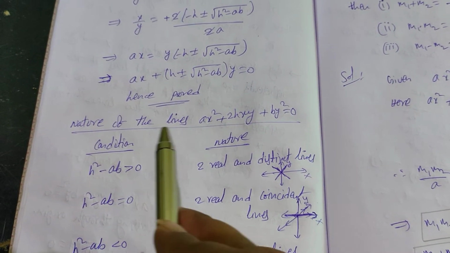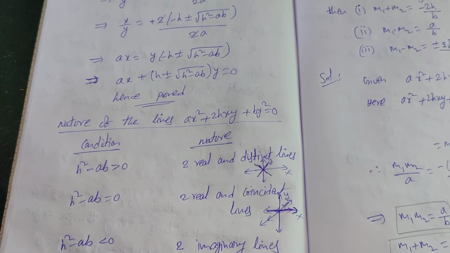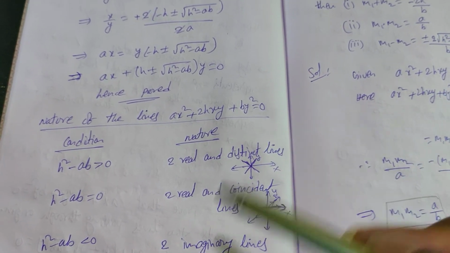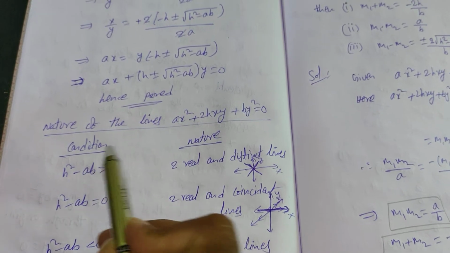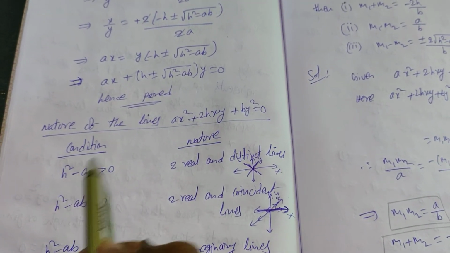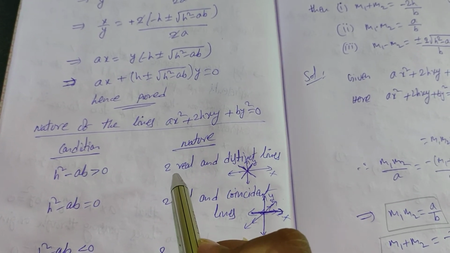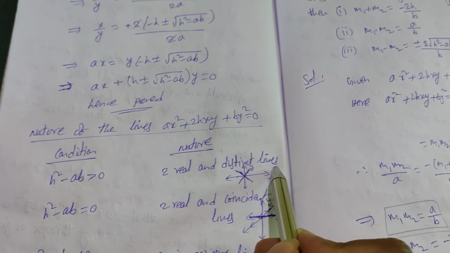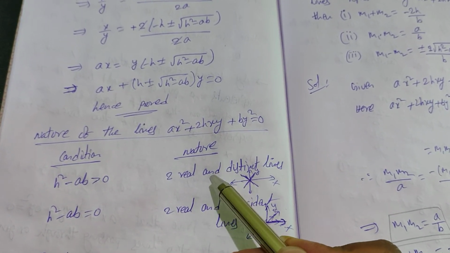Next, the nature of the lines ax square plus 2hxy plus by square is equal to 0. So the nature of this curve: does it represent a pair of straight lines? How will it be? Okay. So the condition and nature: if h square minus ab is greater than 0, then the two lines represent two real and distinct lines. Real means we can see them. Okay, two real and distinct lines.